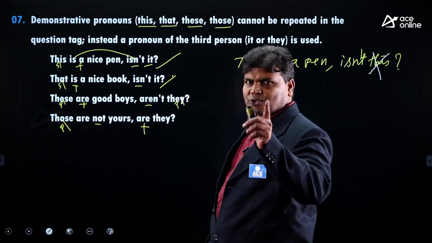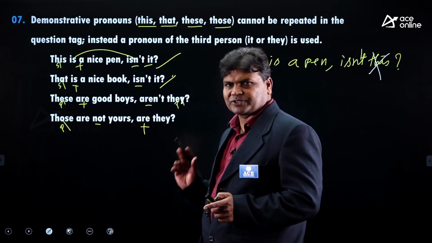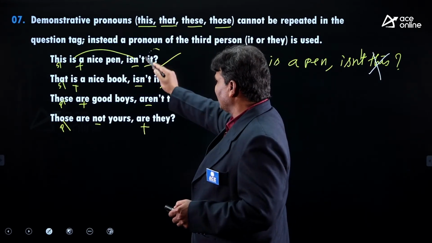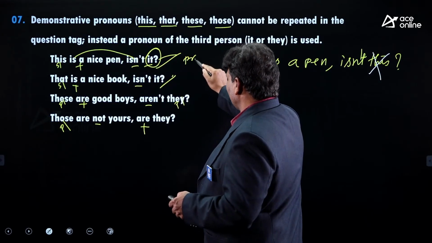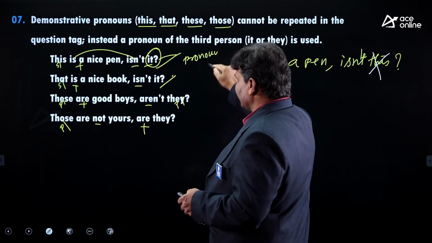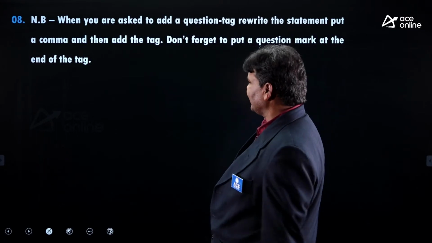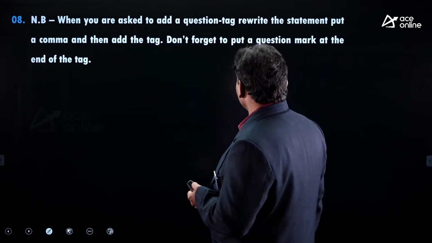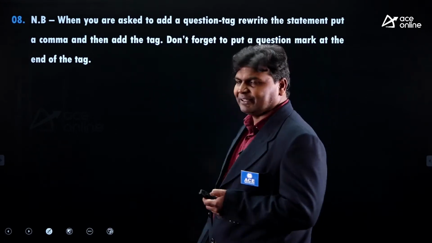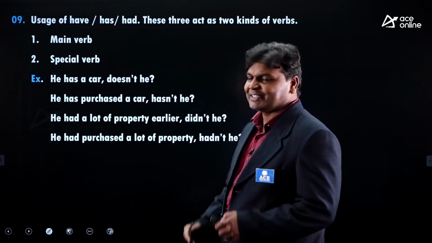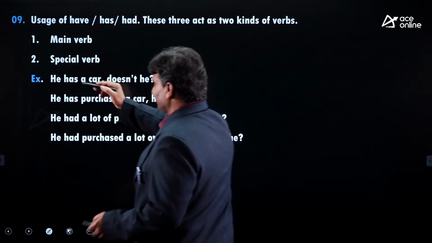So demonstratives don't repeat demonstratives in the question tags. Instead of that one, we are supposed to activate personal pronoun. Pronoun has to be activated, students. Okay, right, very good now. When you are asked to add a question tag, rewrite the statement, put a comma, and then add the tag. Don't forget to put a question mark at the end. I have already taught you this one. We'll go with the next one now. This is very, very important.